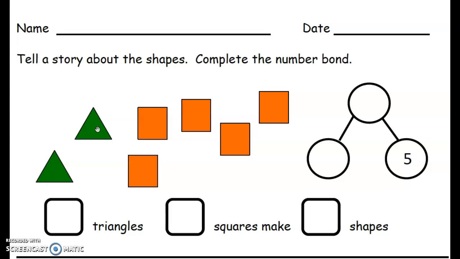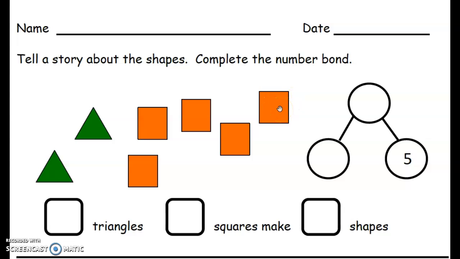How many squares do you see? Can you count them quick? I'll wait. Let's count together. 1, 2, 3, 4, 5.